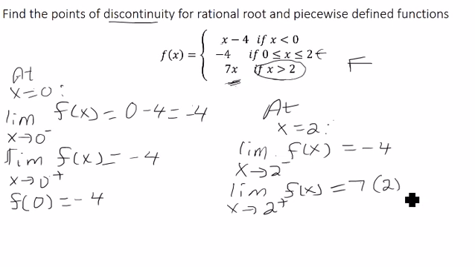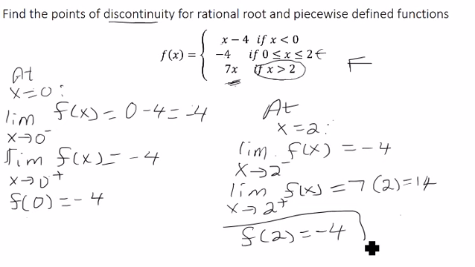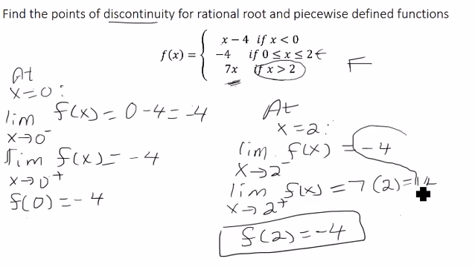Now you already noticed here that -4 and 14 are not equal, so we don't need to go and find the value of the function at 2. It's not worth finding the value at 2, even though you could find it, which is of course -4 if you like, but that's not required. You don't have to go that far. You can already conclude that this function is discontinuous at x equals 2, because the left hand limit is not equal to the right hand limit. So x equals 2 is the only answer in this case.